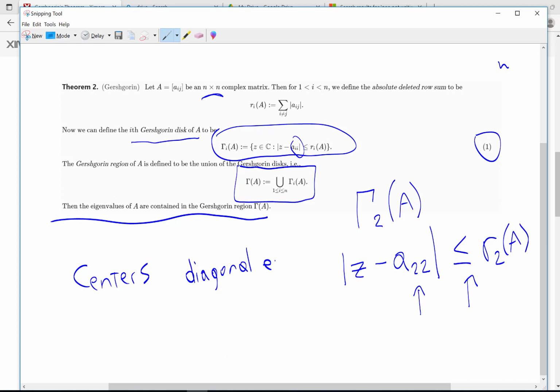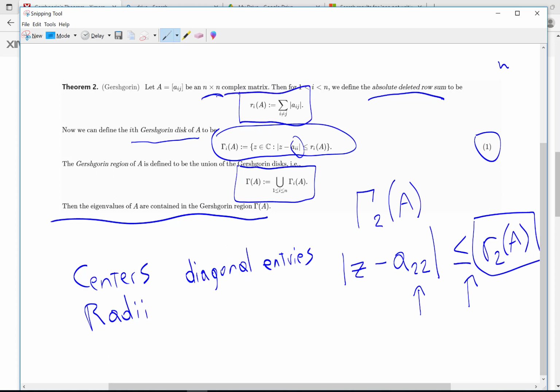And we'll see this in example 1 in just a second. Now, what about the radii of the disks? The radii are these absolute deleted row sums. So what is R2 of A? R2 of A is a sum. It's a sum of certain entries.